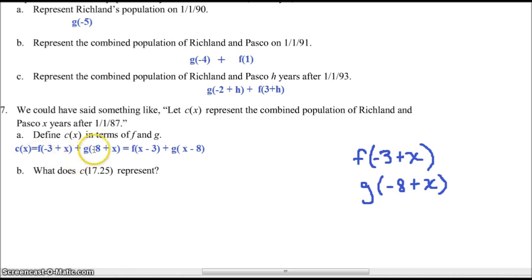Okay, so either one of these expressions will work. F of negative 3 plus x plus g of negative 8 plus x, that's equivalent to f of x minus 3 plus g of x minus 8. This is a tough problem. You might need to have some more time to think about this one.